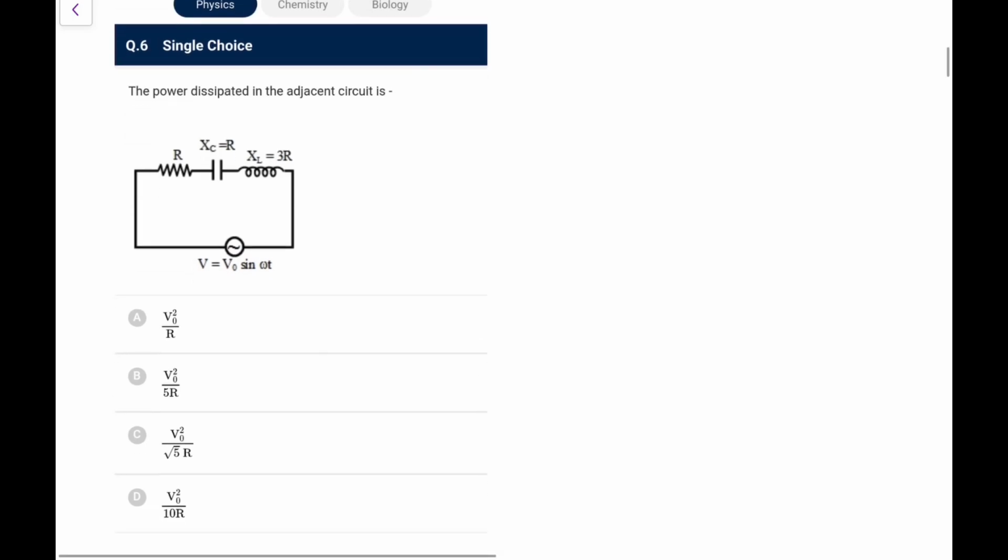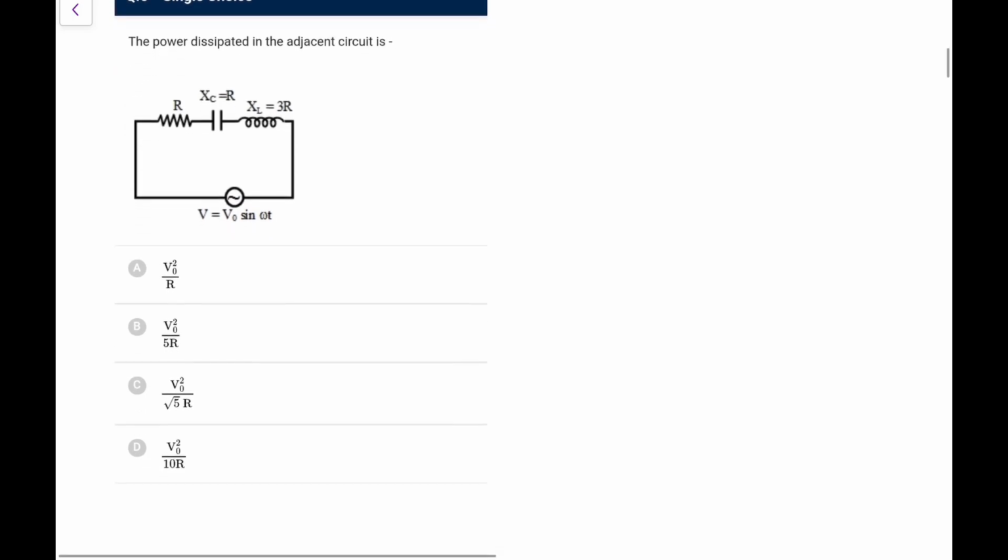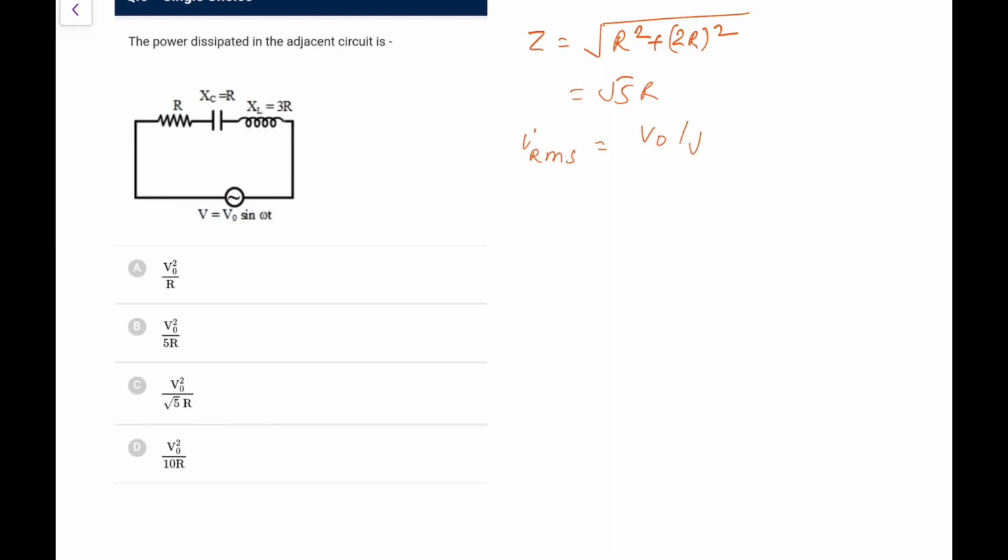Now the next question. The power dissipated in the adjacent circuit is. So looking at this circuit, this is R, this is root 3R. First of all, let me find Z. Z would be the square root of R square plus XL minus XC whole square, that is 3R minus R whole square, that is 2R whole square. So what we have, root 5R. So I can directly find out IRMS. IRMS would be V naught by root 2, that is VRMS, upon Z, root 5R.